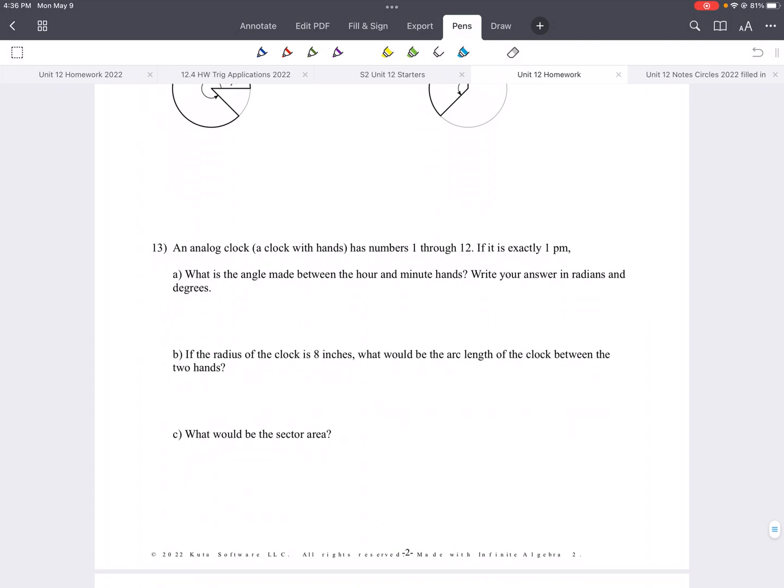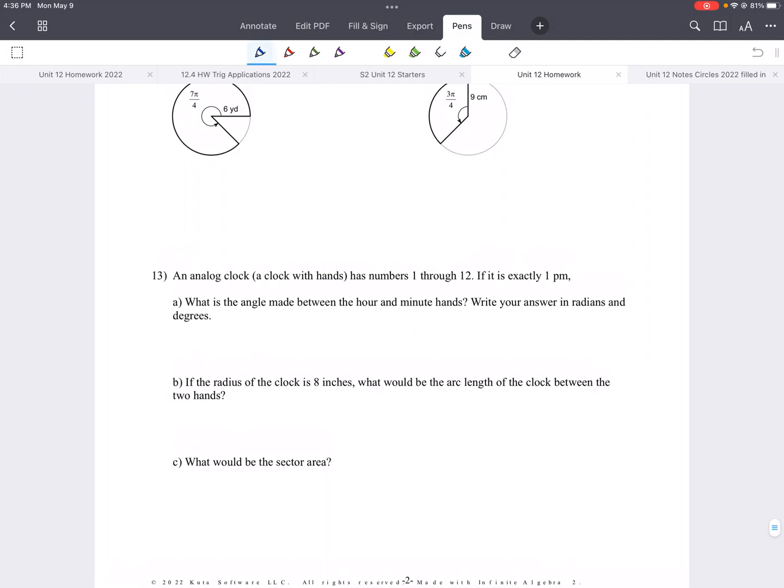All right, maybe we can look at 13 really quick though. It says an analog clock, so that's the one that has hands, okay? It has numbers 1 through 12, those are your hours. If it's exactly 1 p.m., so if we have a clock like this, if it's 1 o'clock, then the hour hand is at 1 and the minute hand is at 0. So using that, what is the angle made between the hour and the minute hand? So what is this angle?